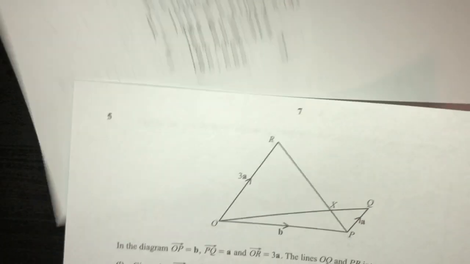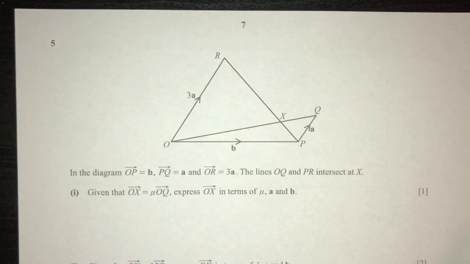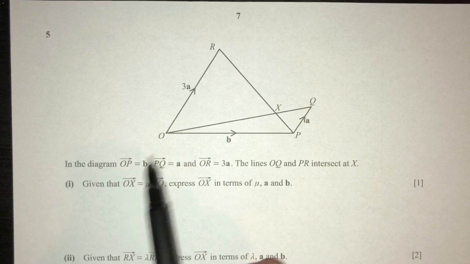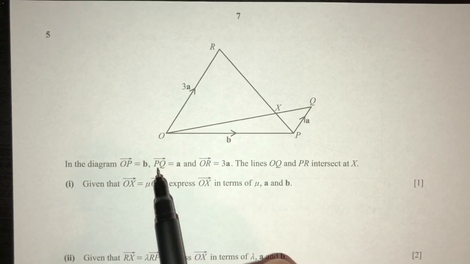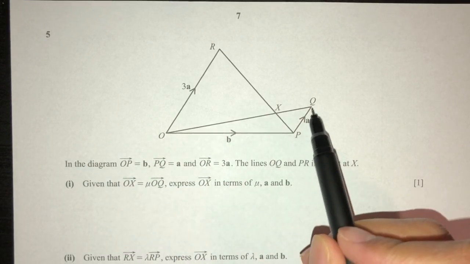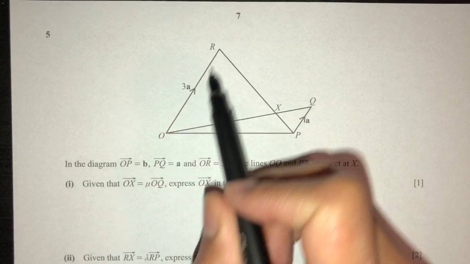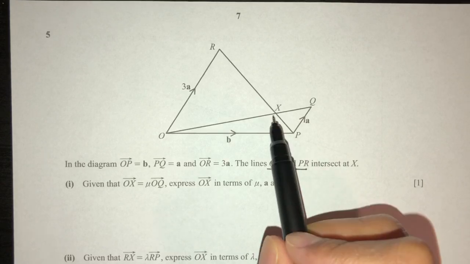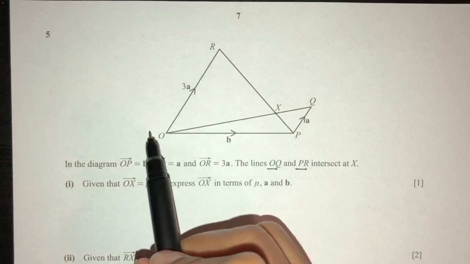Okay, now let's move on to question number 5. So here we have vectors. In the diagram, OP is B, so this is OP as B. PQ is given to you by A, so this is PQ. OR is 3A. Next step, the lines OQ and PR intersect at the point X. So these two intersect at this point.